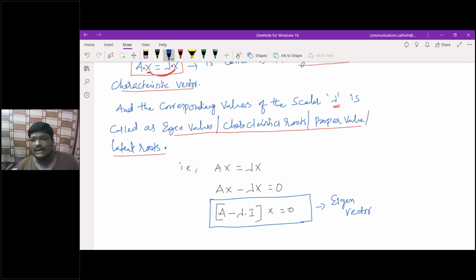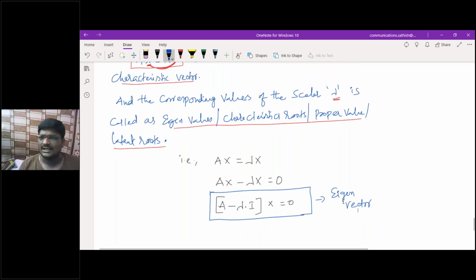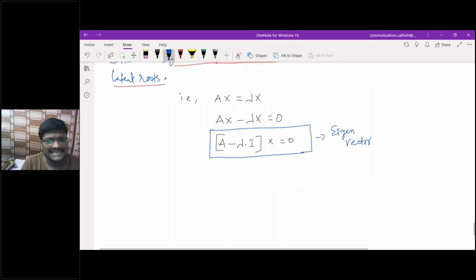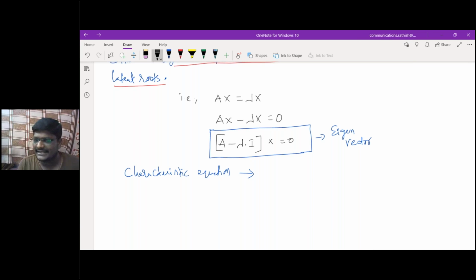Then how do we get the eigenvalues? For eigenvalues, you have to form the characteristic equation. What do you mean by the characteristic equation? Let me give the clarification. The characteristic equation is A minus lambda I, and if you calculate its determinant, that is all. So mod A minus lambda I is equivalent to 0.